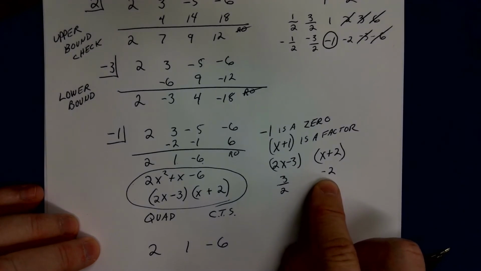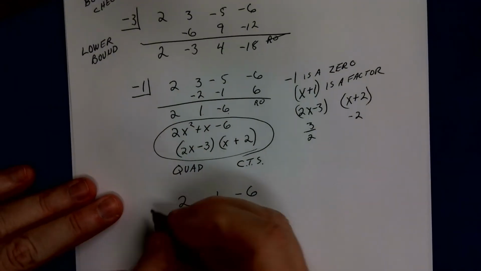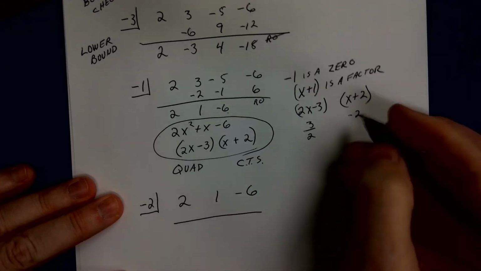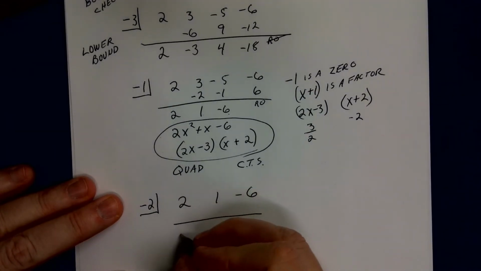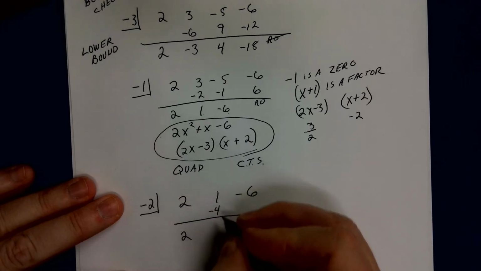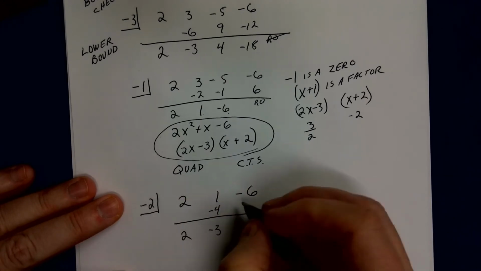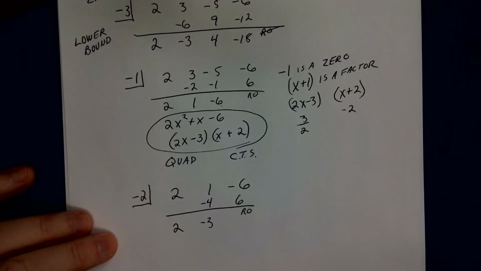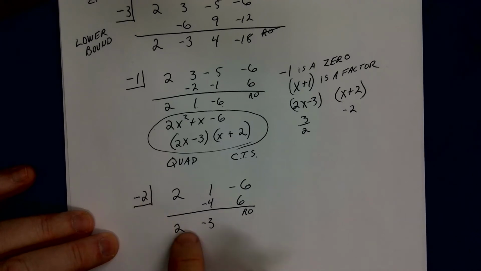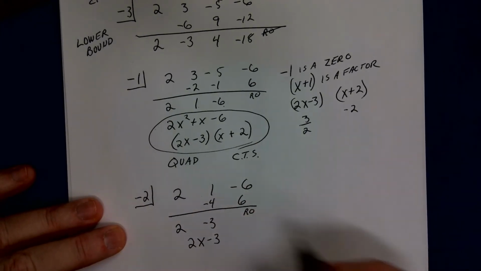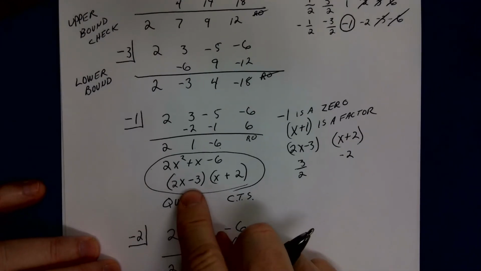Now I knew from factoring that negative 2 worked, so let's go ahead and throw in negative 2 here and see what happens. It should work because it factored for the solution. So I bring the 2 down. Negative 2 times 2 is negative 4. 1 and negative 4 is negative 3. Negative 2 times negative 3 is positive 6. I get a remainder of 0. And just like we said, it should have worked. And surprise, surprise, look what's left. 2x minus 3, which is the same factor that I got from up above.